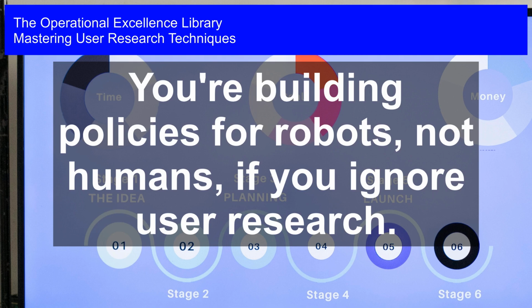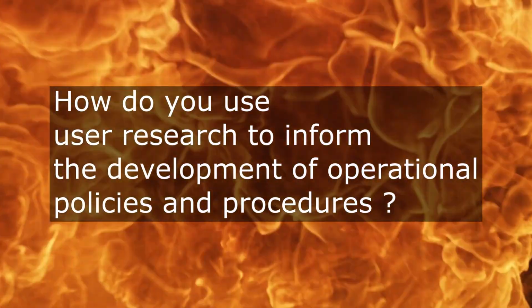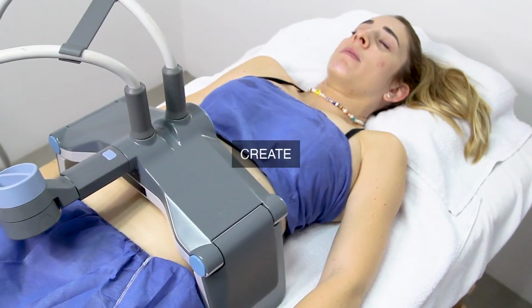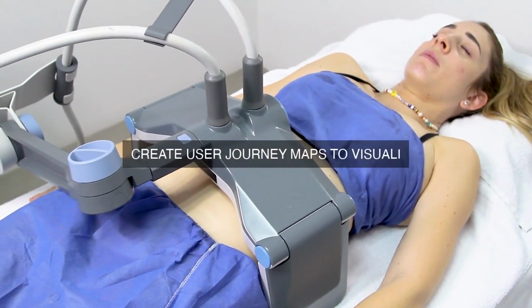Mastering user research techniques. You're building policies for robots, not humans, if you ignore user research. When developing operational policies and procedures, how do you, as a key stakeholder, utilize user research findings to ensure that they are informed by the needs and behaviors of the target audience?